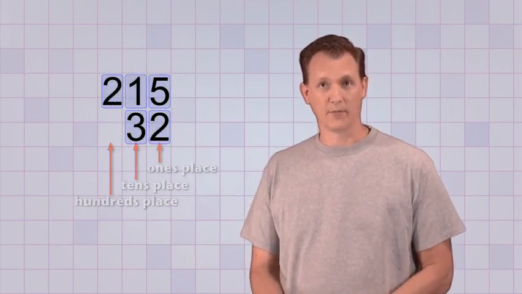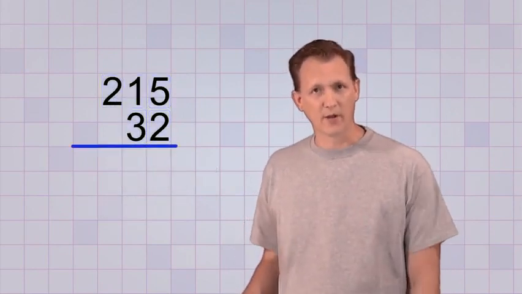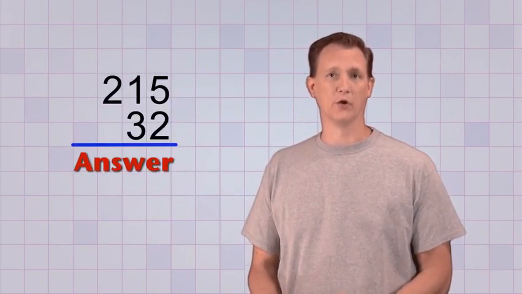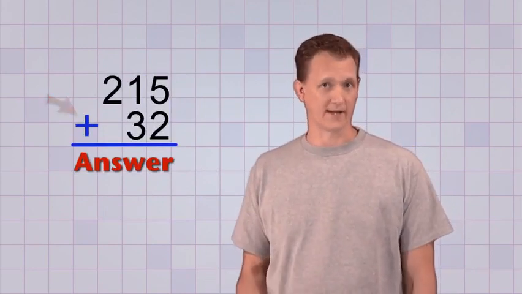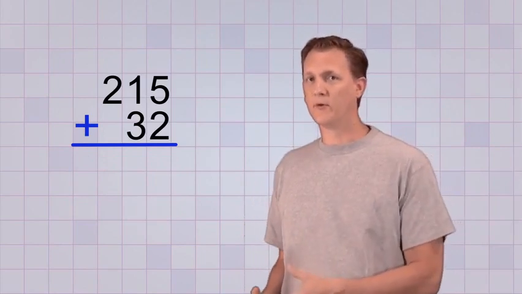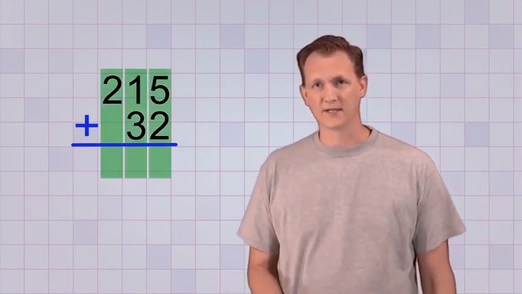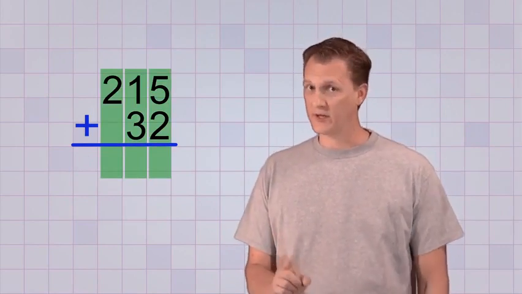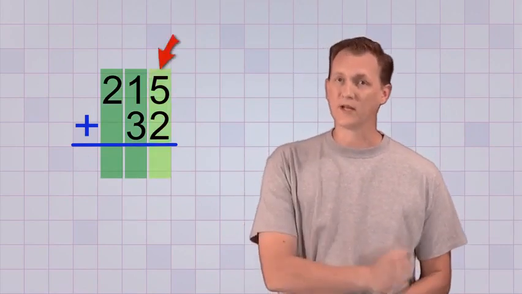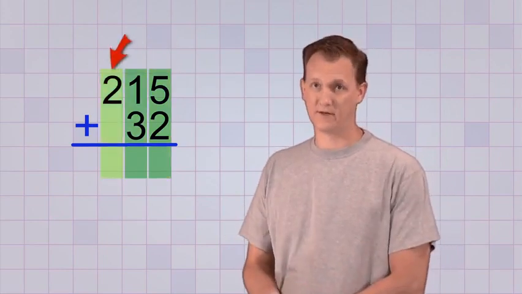After our numbers are lined up, we draw a line just below the bottom number because our answer is going to go below that. We also put a plus sign down here on the left side to show that we're adding. By stacking the numbers up, we formed columns for each number place, and we're going to add the digits in each column. And this is super important. We always start with the ones place column and then work our way to the left.